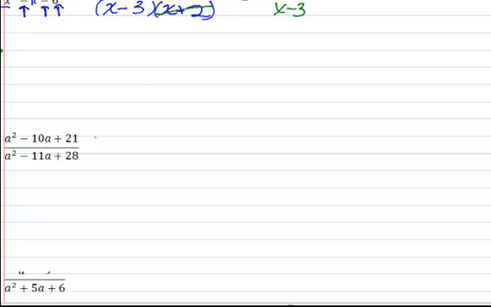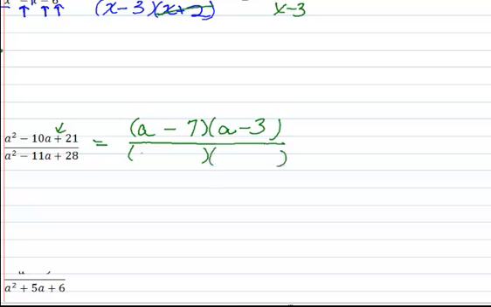And again, we're just going to factor the numerator. It is a trinomial with a leading coefficient of 1. So that's just a and a. The factors of 21 that add to 10, 7 and 3. Signs are the same, both negative. And now we'll factor the denominator. Again, trinomial with a leading coefficient of 1. So that's, again, a and a. And then we go to the factors of 28 that add to 11.